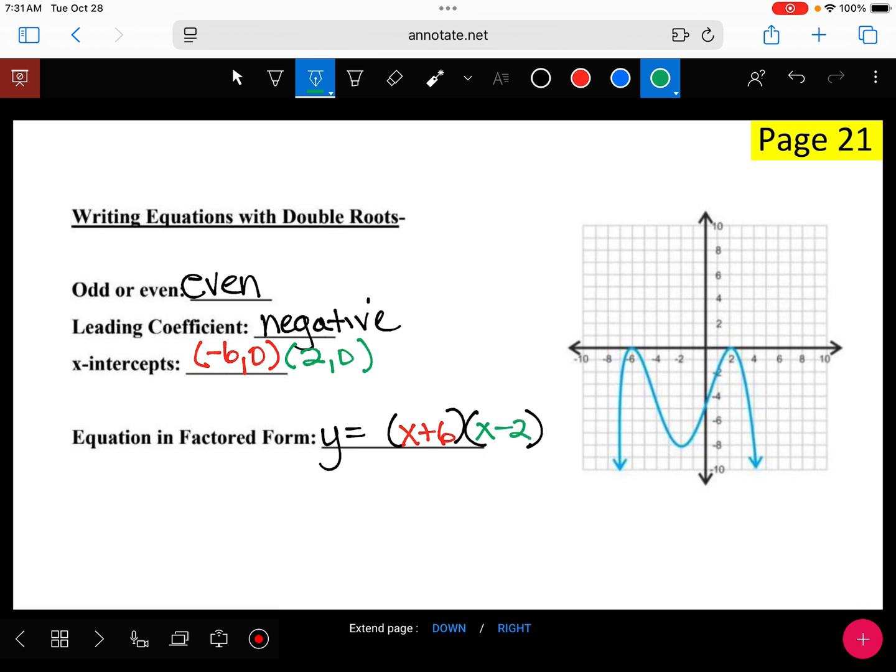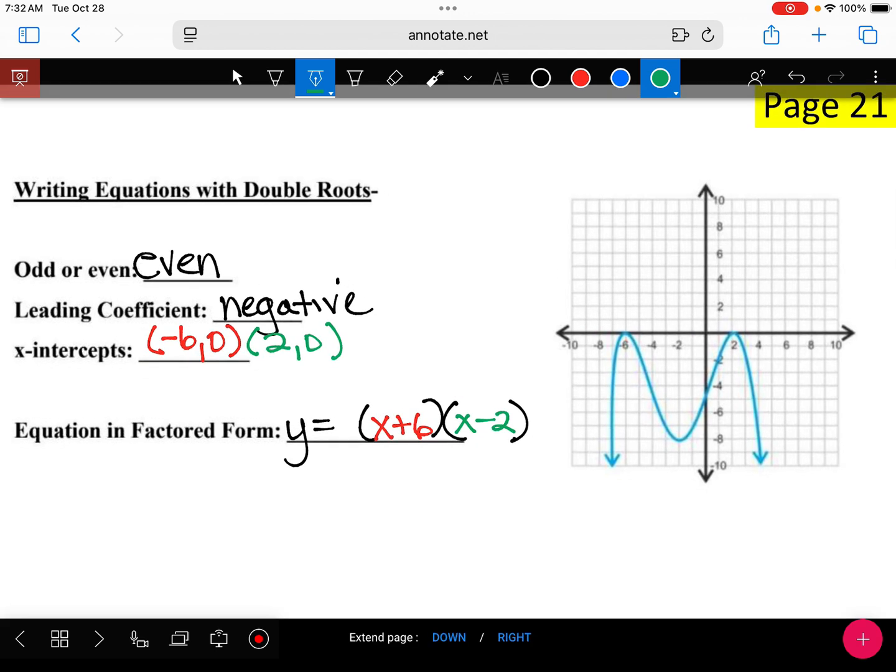Now, here's the trick that you have to remember. Notice how for both of these intercepts, they don't go through. This means they have a multiplicity of 2. Both of these have a multiplicity of 2. So you have to add a 2 to both of those factors because they both bounce. So this is a bounce. So that means it's squared. And this is a bounce.